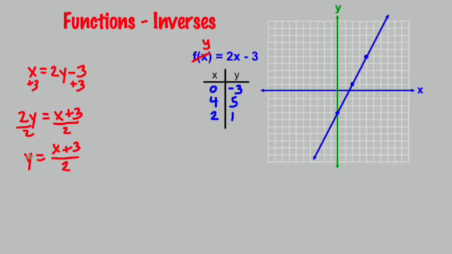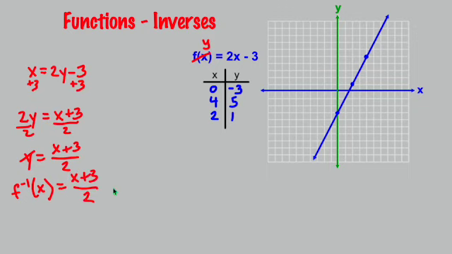And rather than writing y over here, there is some notation for what an inverse looks like. An inverse looks like this: f with a negative 1 and an x. And then it would be x plus 3 over 2.